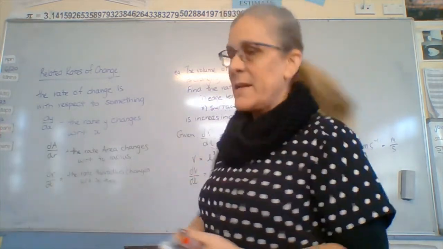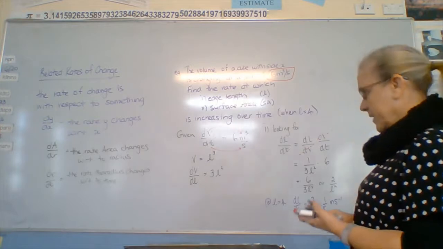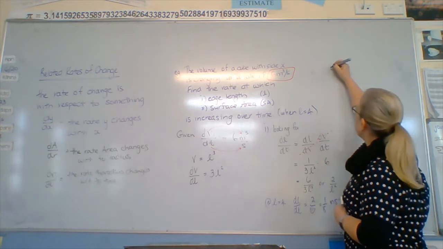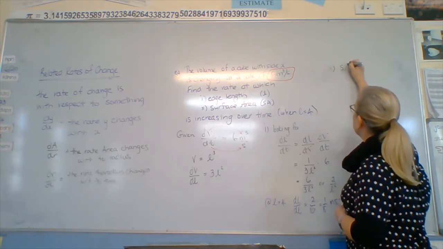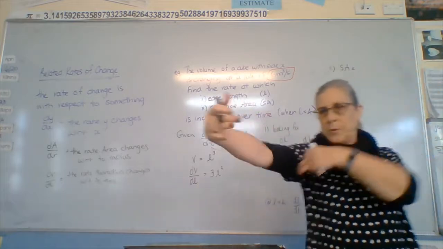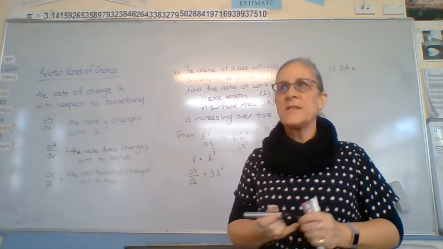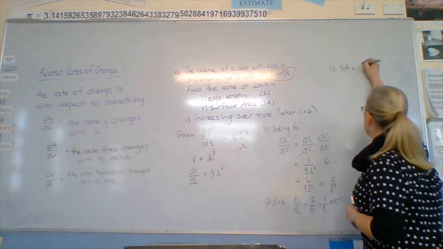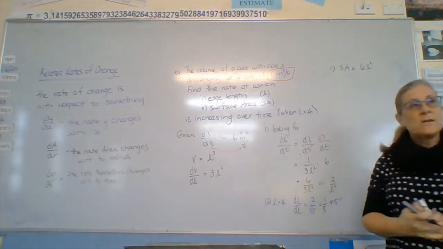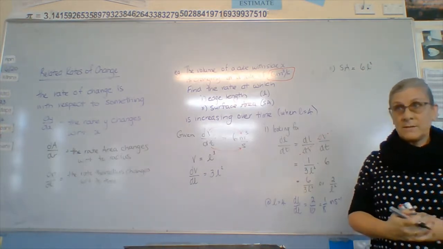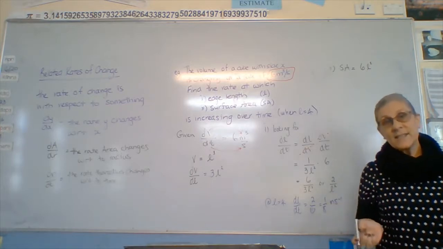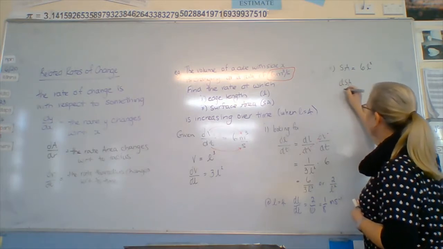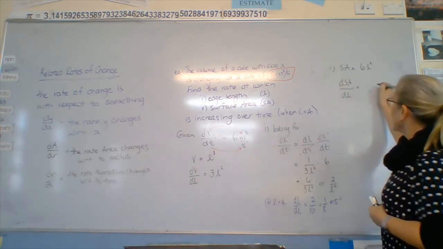So the second question is about surface area. So we know the formula for surface area. Surface area equals, it's a three-dimensional figure, 6 sides by L squared. 6 sides, each one L squared. All right? Happy with that? So what could we do next? Differentiate. So what are we going to differentiate it by? L, because that's all we've got. 12L.